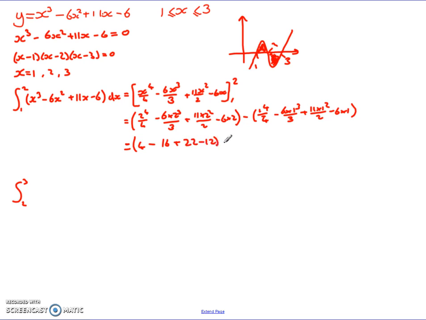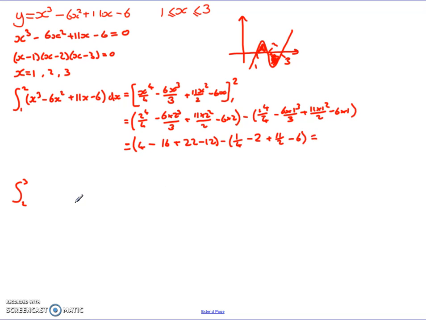Then it's take away 12. Then my second bracket comes from this, so 1 to the power of 4 over 4 just gives me a quarter. 6 times 1 cubed divided by 3 gives me 2. 11 times 1 divided by 2 gives me plus 11 over 2. Then it's minus 6 for my 6 times 1.